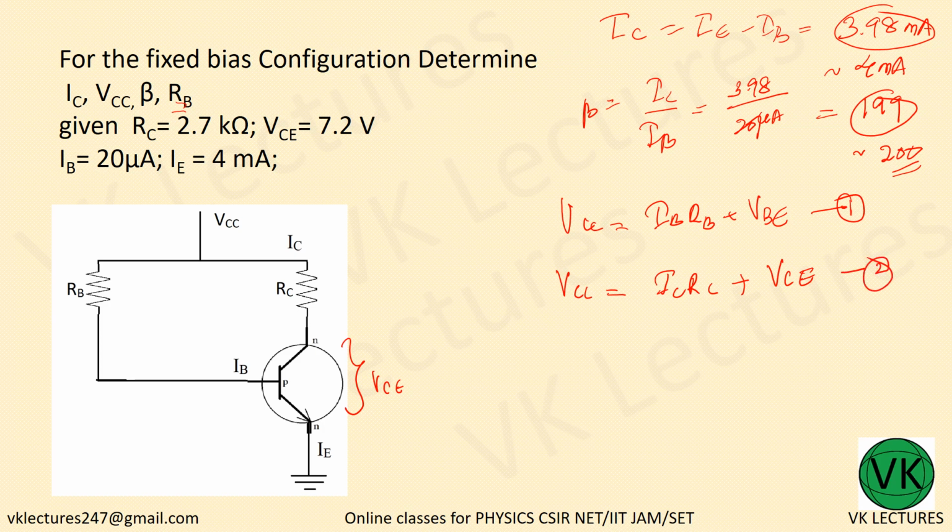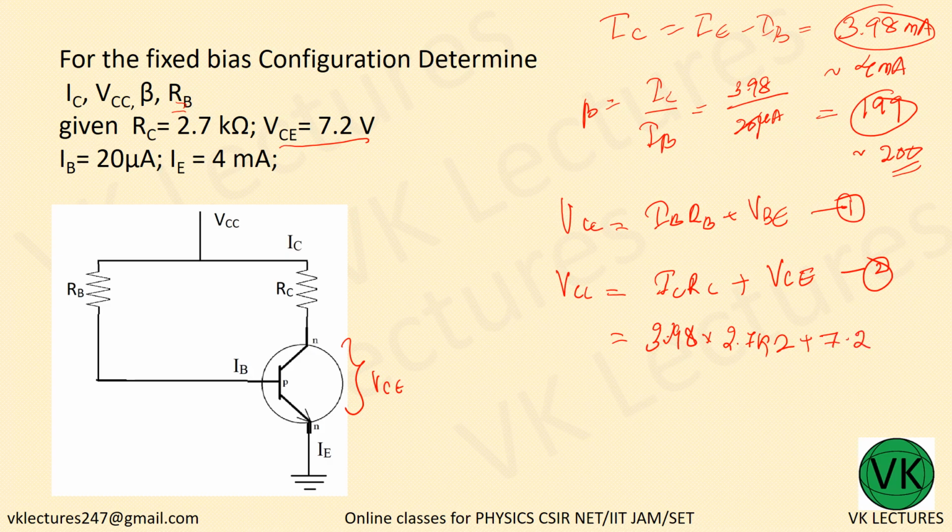Now we have given VCE is equal to 7.2. IC we already have found out. Let it be 4 milliampere. Okay, so let us apply here. IC, what is IC? Let's write 3.98. 3.98 into RC. RC value is 2.7K, plus VCE. What is VCE? 7.2 volt.